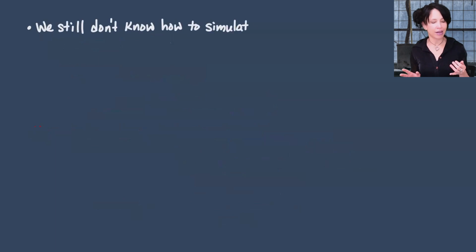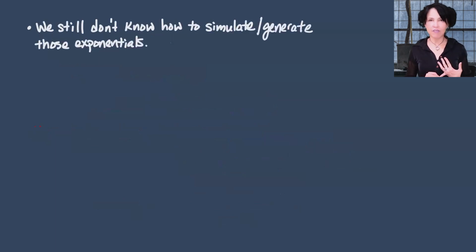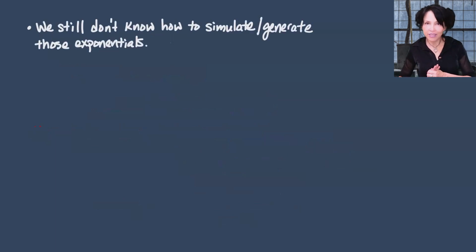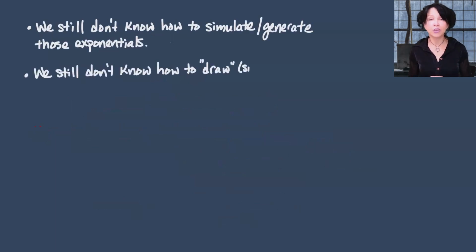We still don't know how to simulate or generate values or realizations or observations. Observations, realizations, these are the same things. Simulate, generate, same thing. We know that if our algorithm is working well and we make a histogram of our results and we put the right scaling on the y-axis, the histogram should match the PDF. But we don't know how to get those numbers. And we still don't know how to get the numbers in the uniform case.